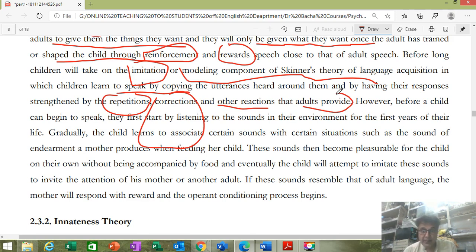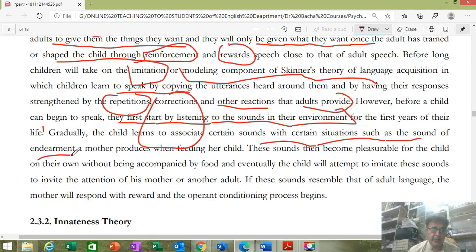However, before a child can begin to speak, they first start by listening to the sounds in their surroundings for the first years of their life. Mostly they attend to the sounds heard around them. Gradually the child learns to associate certain sounds with certain situations, such as the sounds of endearment a mother produces when feeding her child. These sounds then become pleasurable for the child on their own without being accompanied by food, and eventually the child will attempt to imitate these sounds to invite the attention of his mother.